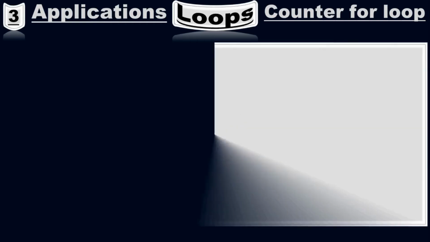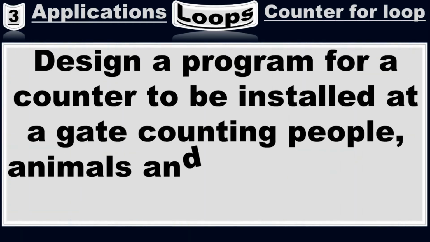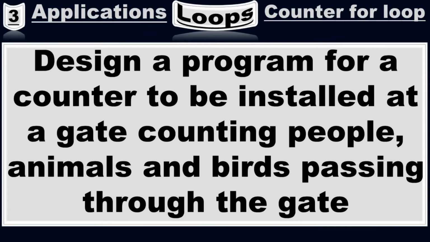Problem number 3. Counter for loop. Now in this problem we will see the counter for loop here. This will be another simple application in our daily life. So the statement says: design a program for a counter to be installed at a gate counting people, animals, and birds passing through the gate. It is a very simple problem in our daily life.